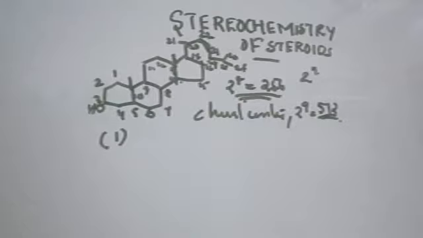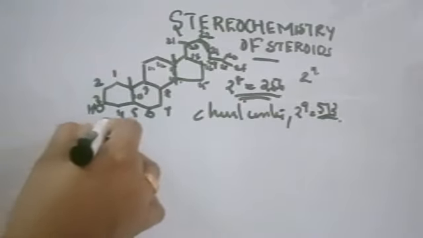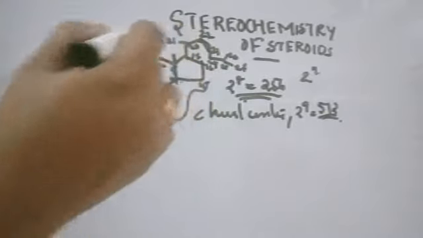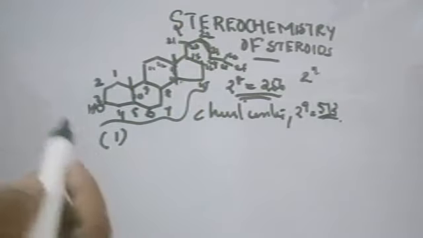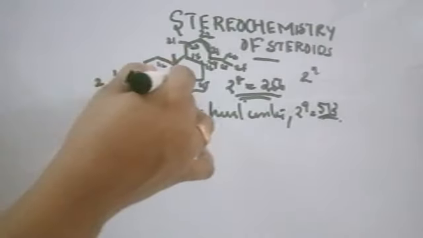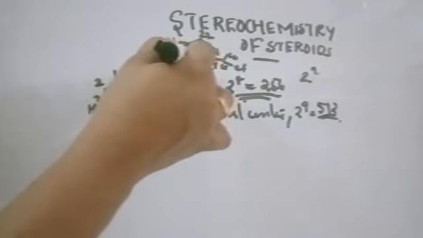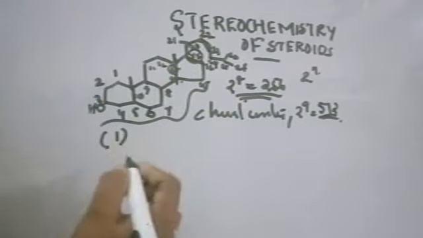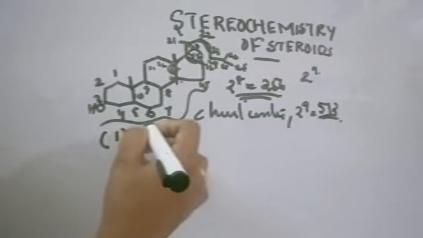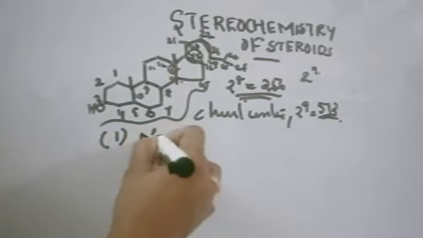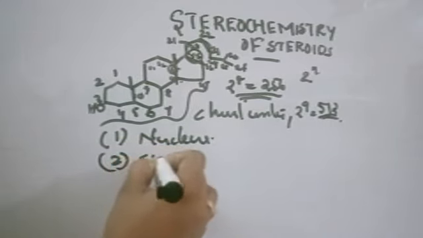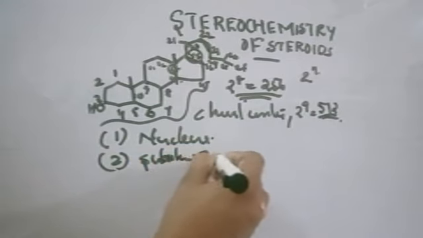There are two things associated with the stereochemistry. The first is the stereochemistry of the basic nucleus. The second is the branches, that is, the substitution that can occur at the 13th position as well as the 17th position. So the stereochemistry can be classified into two: one associated with the configuration of the nucleus, and the second associated with the substitution mainly occurring at C13 and C17.